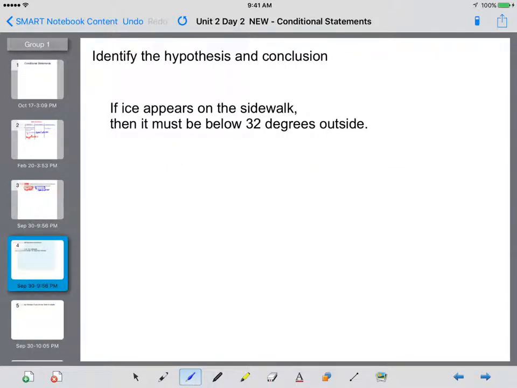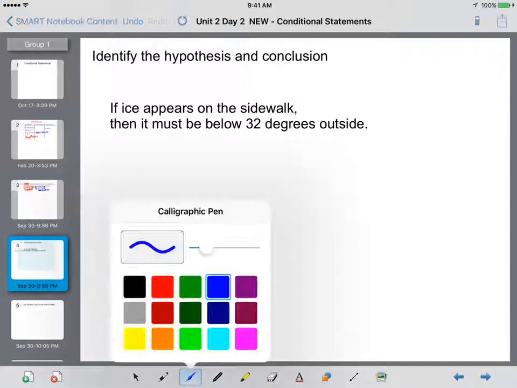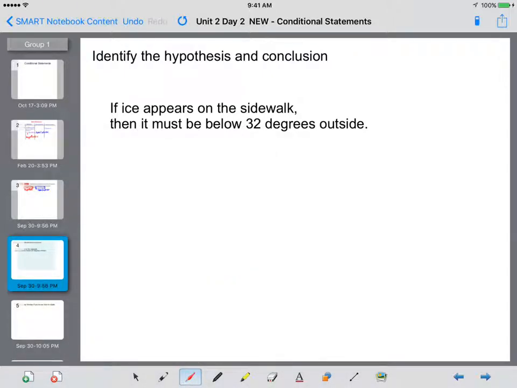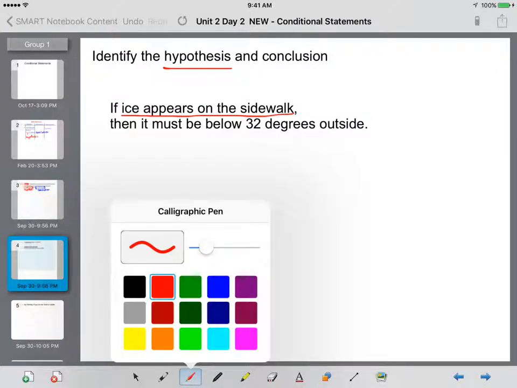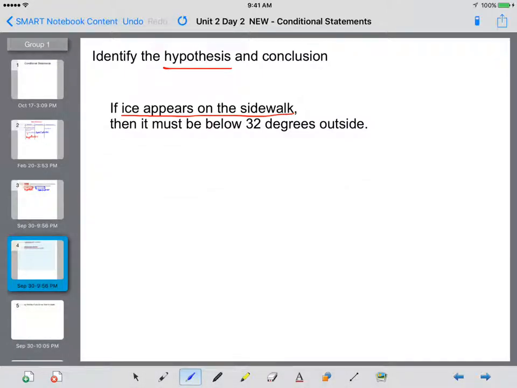If ice appears on the sidewalk, then it must be below 32 degrees outside. Pretty common statement. We live in Minnesota. If there's ice, then it has to be below 32 degrees. So the hypothesis is this part, ice appears on the sidewalk. So if we're walking down the sidewalk in the winter, we see ice on the sidewalk, then it must be below 32 degrees outside. There is the conclusion, double underlined in blue.